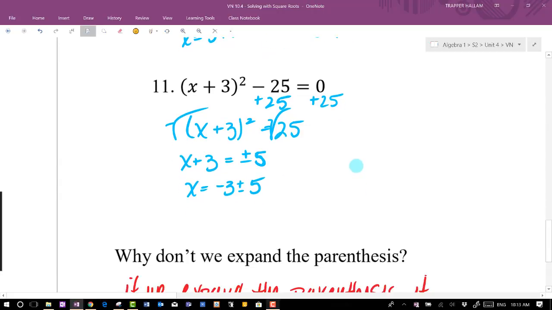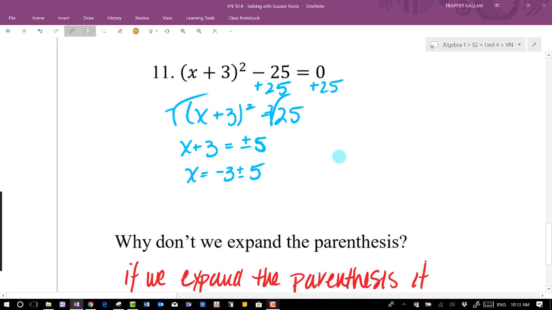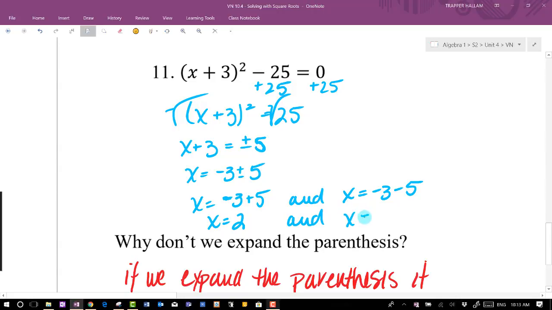Again, we can stop there, but let's write it out and see what that really means. It means x equals negative 3 plus 5 and x equals negative 3 minus 5. Or, better said, x equals 2 and x equals negative 8. Or, if you wanted to take it a step farther, (2, 0) and (negative 8, 0) as intercepts.